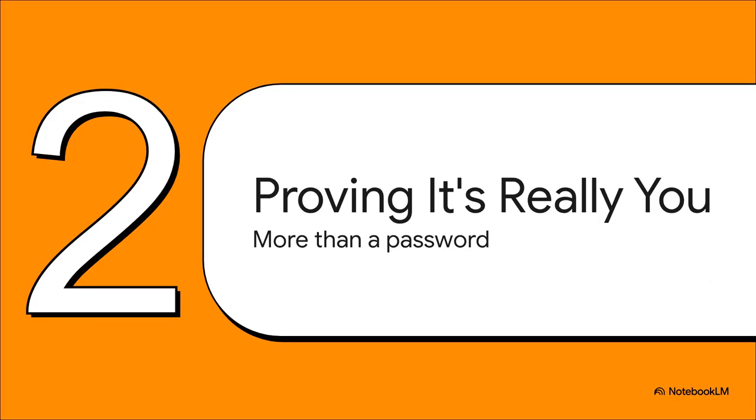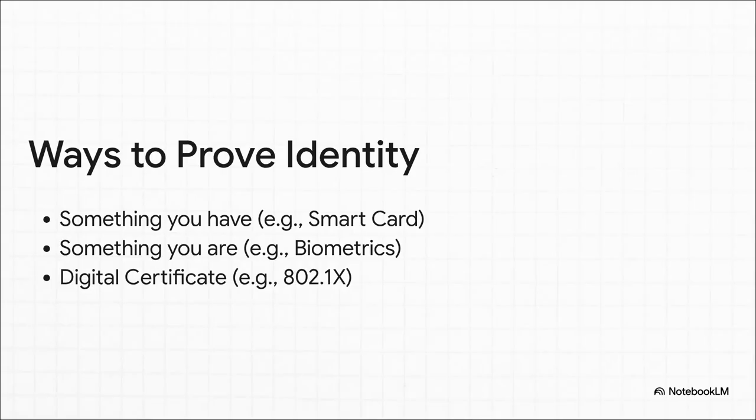Okay, so we've got the rules down. But getting access isn't just about rules. It's about proving you're the right person in the first place. And these days, that takes a whole lot more than just a simple password. So how do you prove it's really you? Well, modern security is built on a few key factors. There's something you have, like a physical smart card or a token. There's something you are, like your fingerprint or your face. And then there's something a little different, a digital certificate. This acts like a secure passport for your device, proving to the network that your laptop is trusted and allowed to connect in the first place.